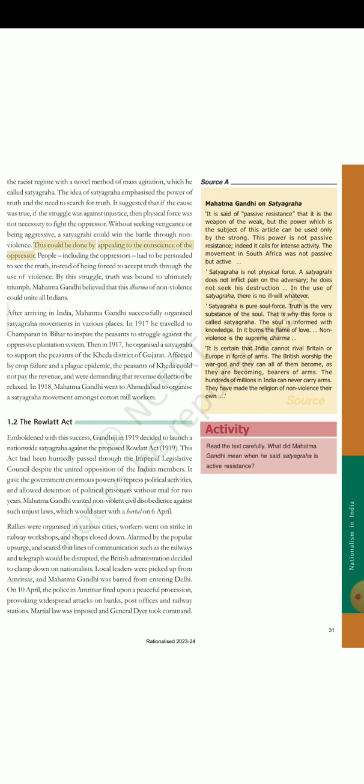This could be done by appealing to the conscience of the oppressor. People, including the oppressors, had to be persuaded to see the truth, instead of being forced to accept truth through the use of violence. By this struggle, truth was bound to ultimately triumph. Mahatma Gandhi believed that this dharma of non-violence could unite all Indians.